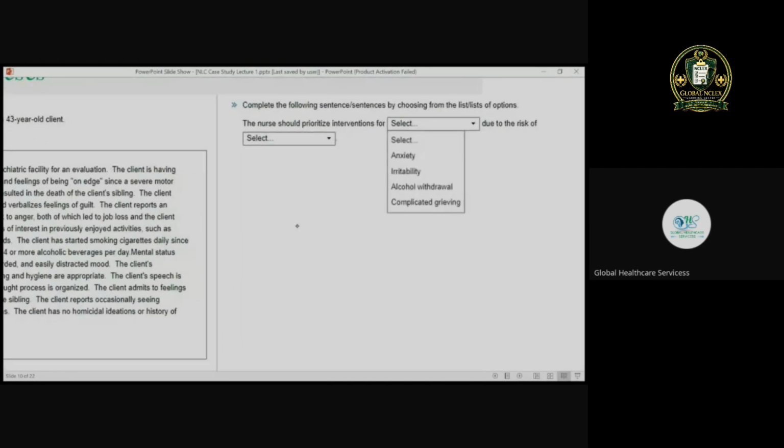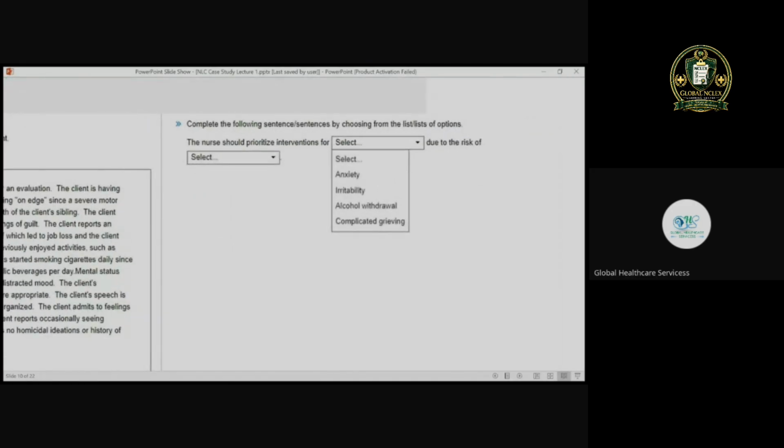Okay, so the third type of question is: complete the following sentence or sentences by choosing from the list of options. The nurse should prioritize the intervention for dash due to the risk of dash. In the case study, you click on the small arrow and it makes these options visible. For example, if I want to select anxiety, I click on anxiety and it gets automatically selected in the bar.